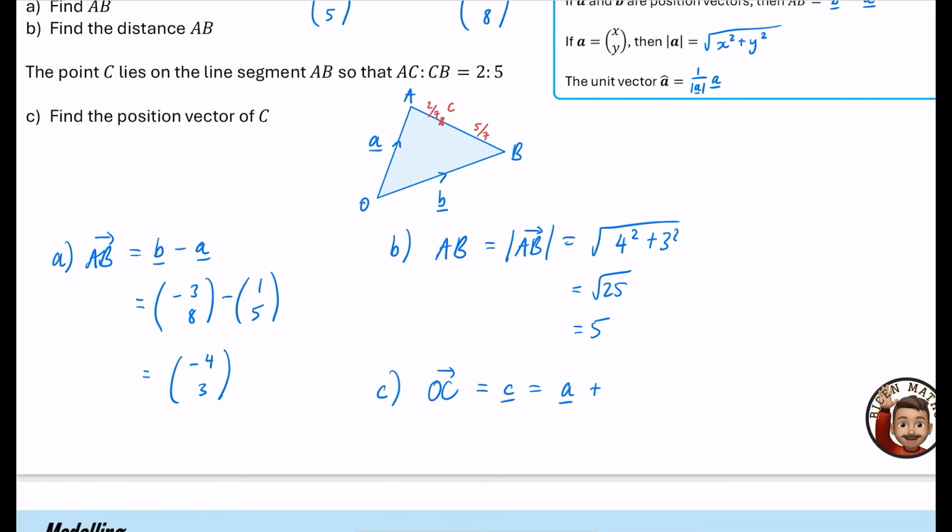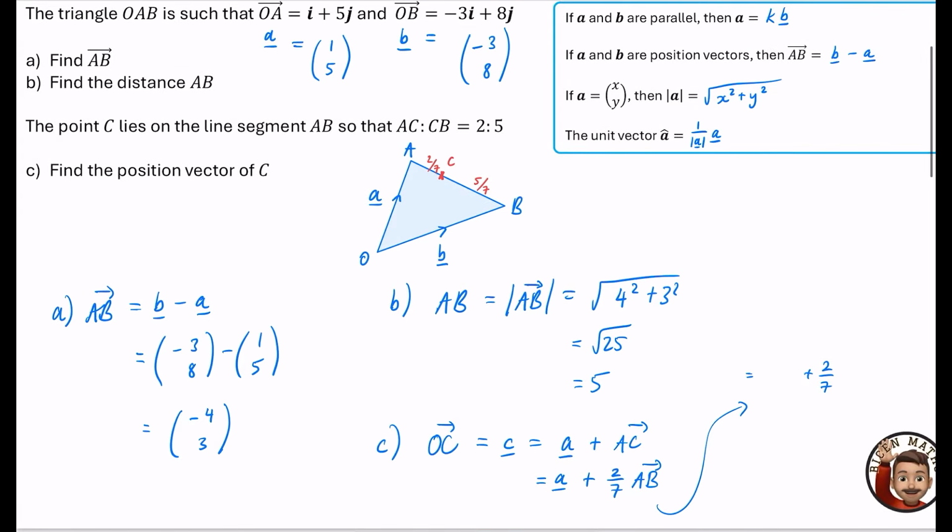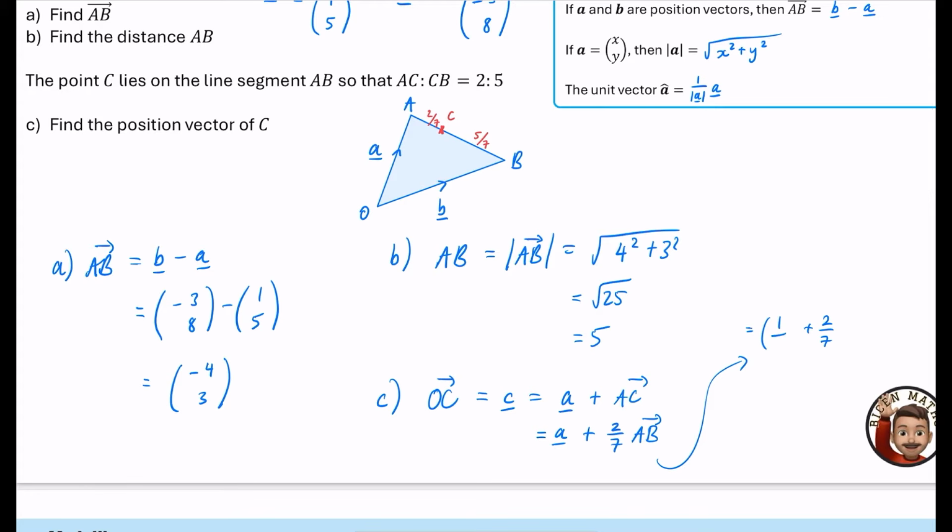Now to go from A to C, let's write this on my next line. That is going to be some fraction of AB, it's going to be 2/7 of the way along AB like this. So I'll just continue it up here so I have just a little bit more space. It's going to be A plus 2/7 of AB. In fact, I can just fill in what A is immediately because I have that, don't I? A is (1, 5), not a fraction, plus 2/7 of AB, which is (-4, 3).